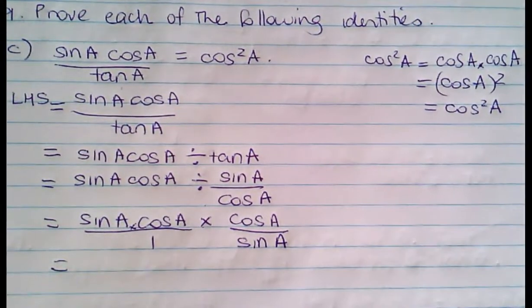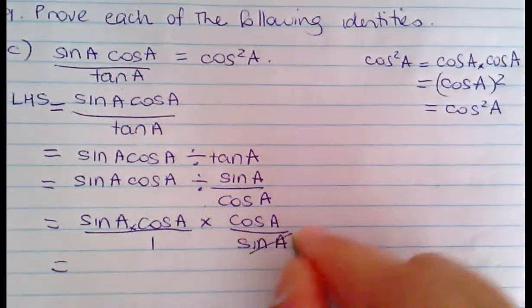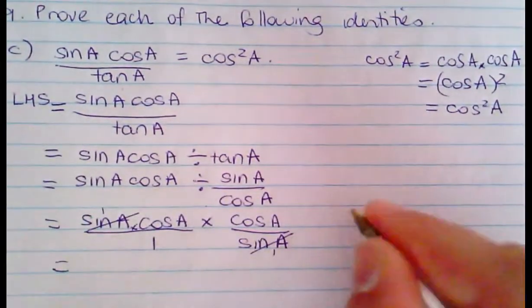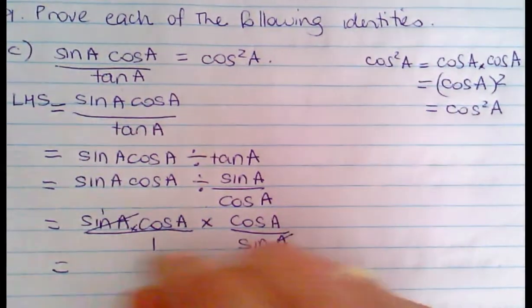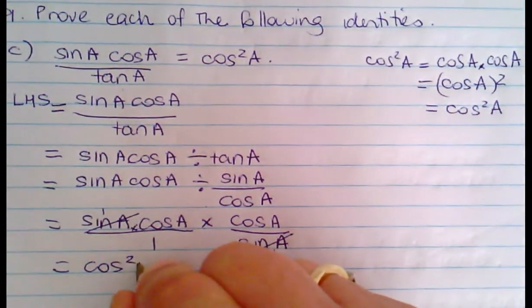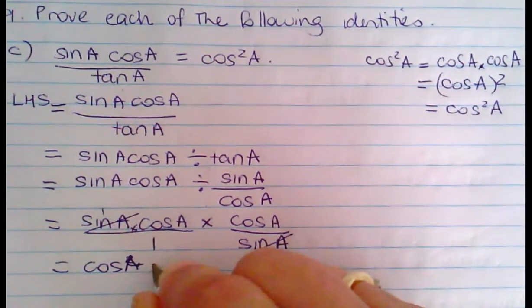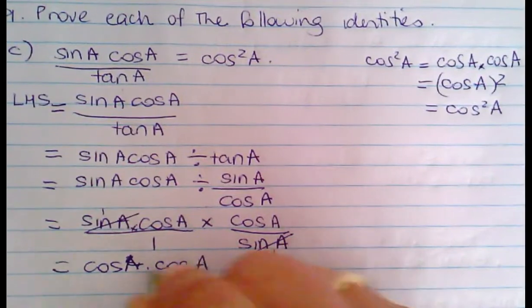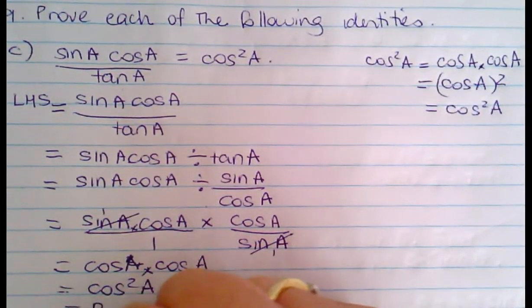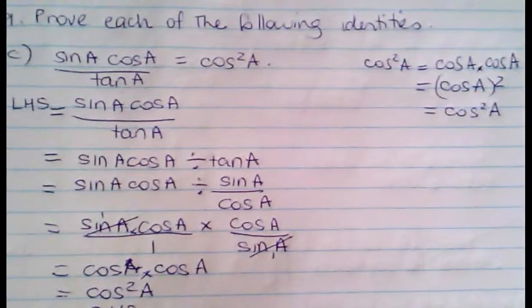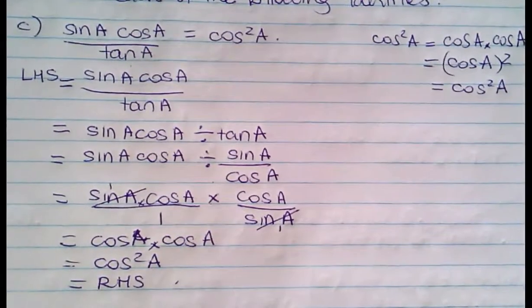So these are all multiplication symbols, which means that you can cancel between numerator and denominator. Remember, when you cancel, you're left with 1. So therefore, we've got cos A times cos A, which is cos squared A. That's how we write it, which equals my right-hand side. So that identity has been proven.